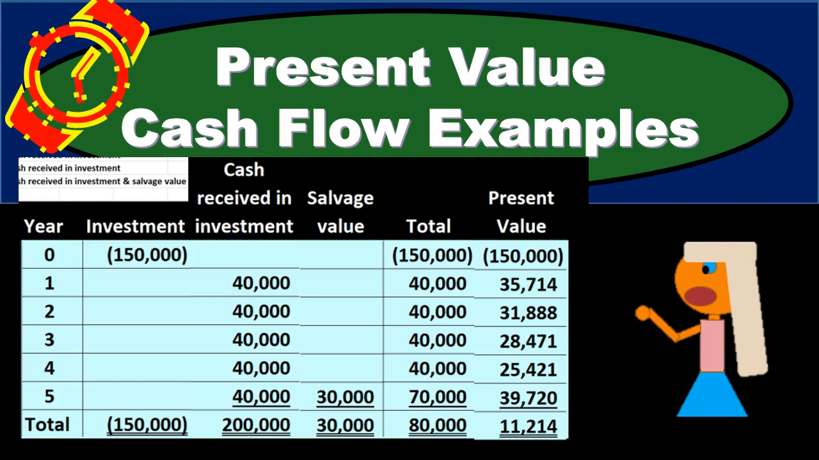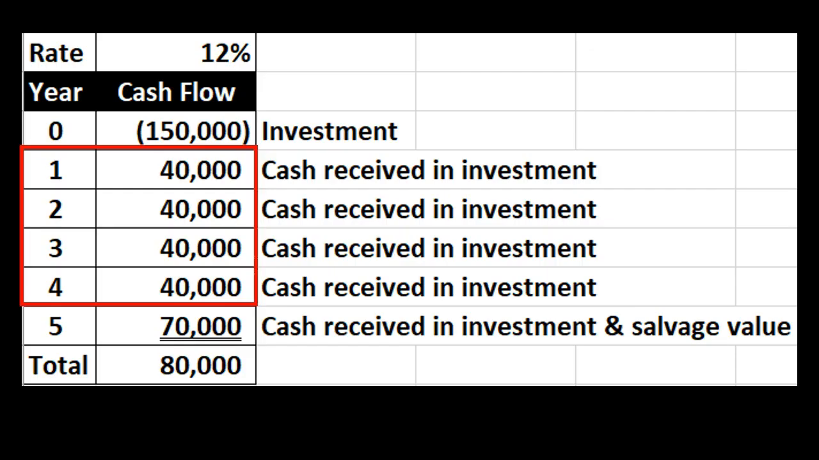In this presentation, we will take a look at an example of present value of cash flows for a capital investment. Here is our data set. We're going to have a rate of 12%. We have our years 0 through 5 years.